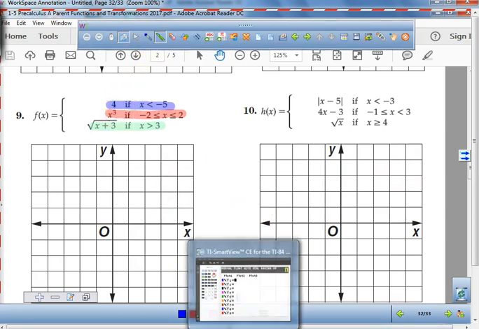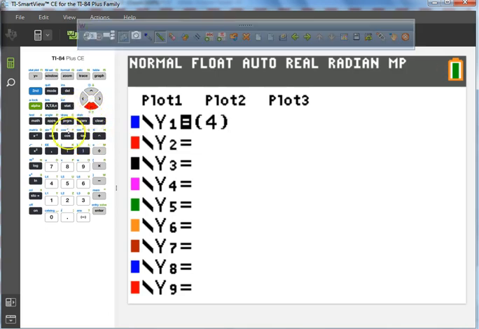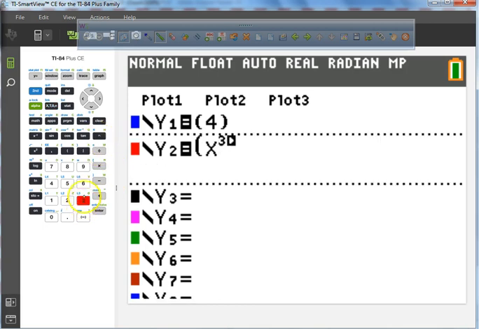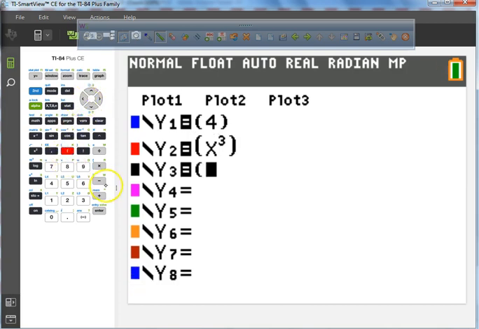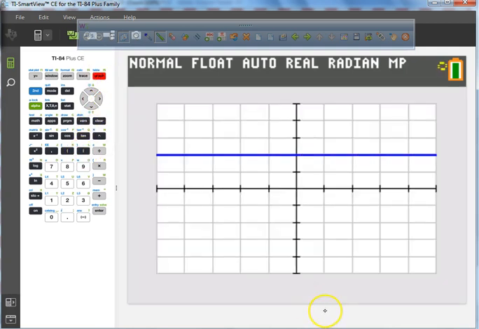What I would do first is I would put all of them in parentheses. I do parentheses, type in the number 4, go down, do parentheses, type in x cubed, and do parentheses, type in the square root of x, second, x squared, x plus 3, right arrow, close the parentheses, and then, hey, I'm going to hit graph. These are the 3 graphs without the domain being constrained or limited, okay?